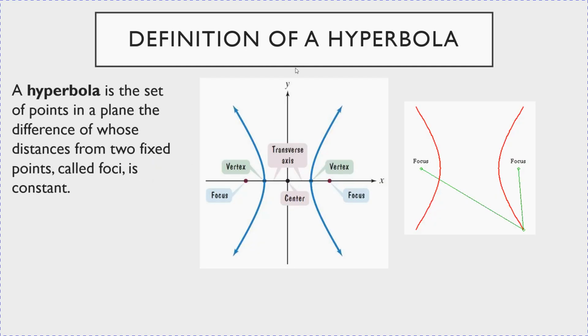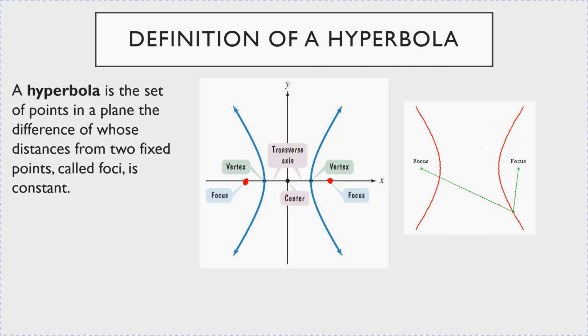What exactly is the definition of a hyperbola? A hyperbola is a set of points in a plane, the difference of whose distances from two fixed points, called the foci, is constant. Let me try to explain that. You have two points here, and these are called foci. You have this first green line, which we'll call D1, and this second line called D2.